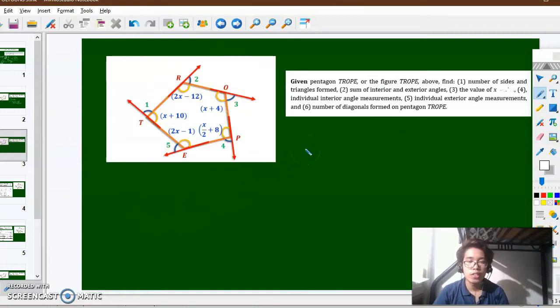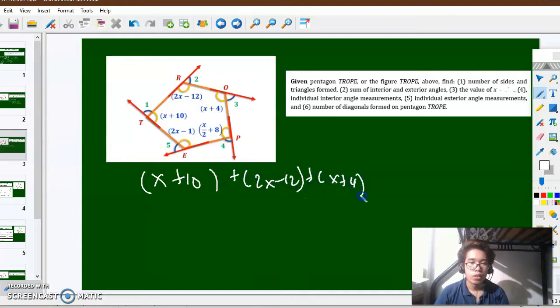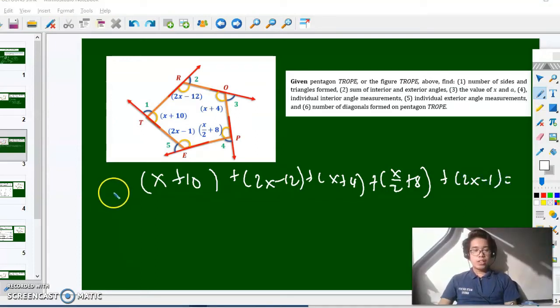What's our first interior angle? That's x plus 10. The second interior angle that we have is 2x minus 12. The third one is x plus 4. The fourth one is x over 2 plus 8. And the fifth one is 2x minus 1. So we have this equation right here: x plus 10 plus 2x minus 12 plus x plus 4 plus x over 2 plus 8 plus 2x minus 1.